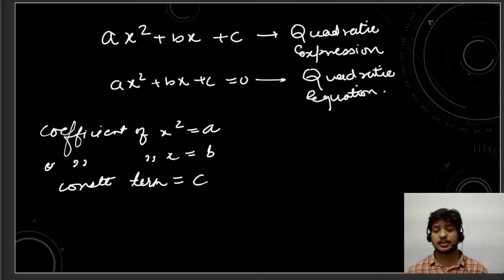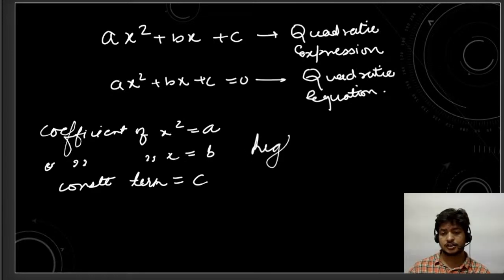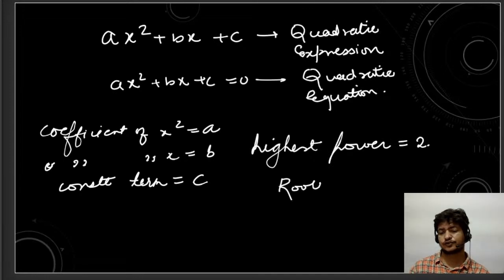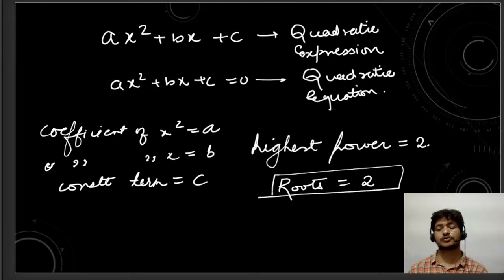Since the highest power is equal to 2, it means that the number of roots we can find is also 2. So the maximum roots that you can find is 2, and the highest power is 2 again. So this is the basic theory we have for quadratic equation.